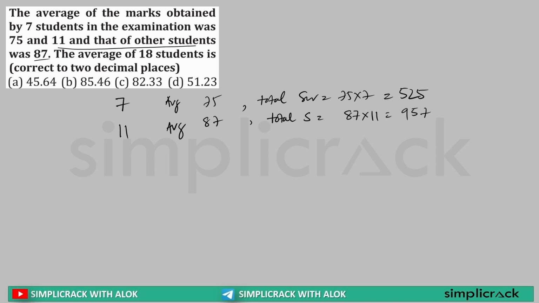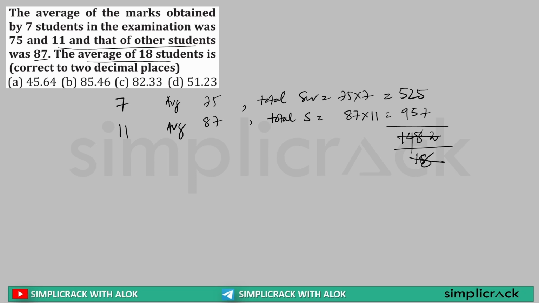Now sir, it is asking the average of 18 students. That means the total of 18 students divided by 18. Sir, 525 plus 957 is 1482, divided by 7 plus 11, which is 18. Clear? Yes sir, clear.